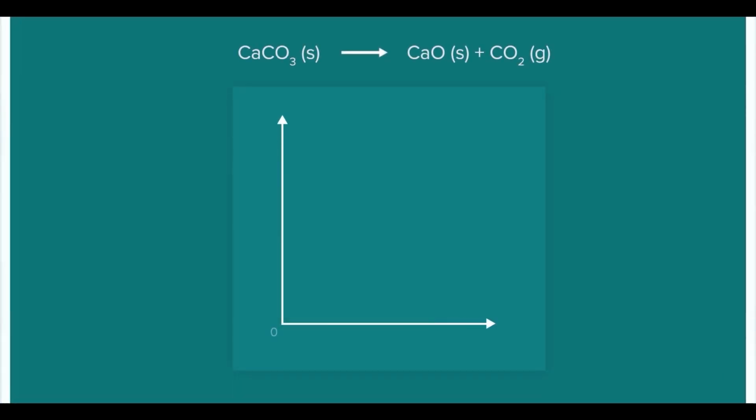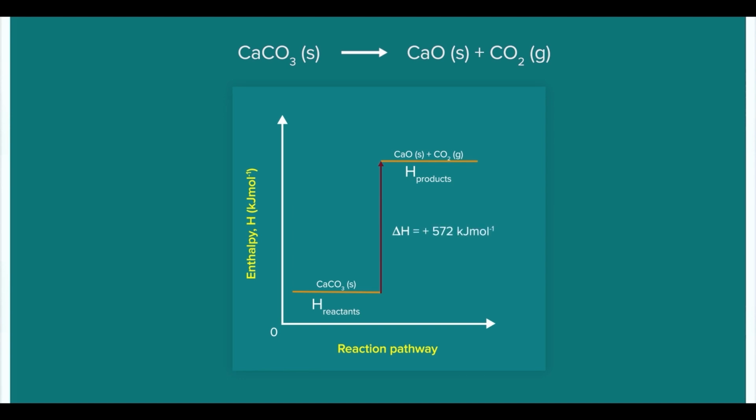Let's draw a simple enthalpy level diagram for an endothermic reaction. We label the x-axis as a reaction pathway and y-axis as enthalpy. Then, we label reactants on the left and products on the right. During an endothermic reaction, energy is taken in from surroundings. Therefore, the energy of products will be higher than the energy of reactants, having a positive delta H or heat change. The enthalpy change in this reaction is plus 572 kilojoules per mole.